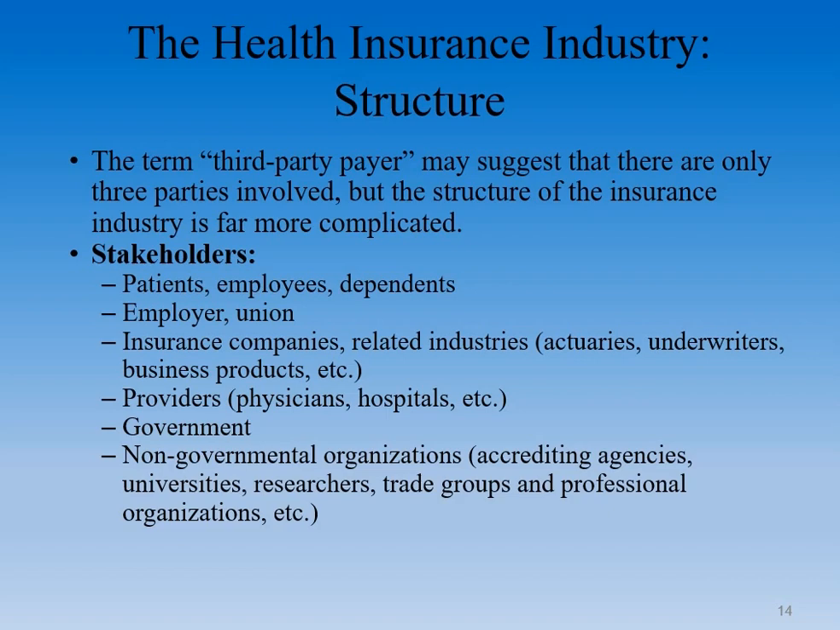Looking at the structure of the health insurance industry, the term third-party payer may suggest that there are only three parties involved, but the structure of the insurance industry is far more complicated. There are stakeholders: patients, employees, dependents, employers, unions, insurance companies, related industries, actuaries, underwriters, business products, etc. And then there's providers, physicians, hospitals, and the government, and also non-government organizations like accrediting agencies, universities, researchers, trade groups, and professional organizations.